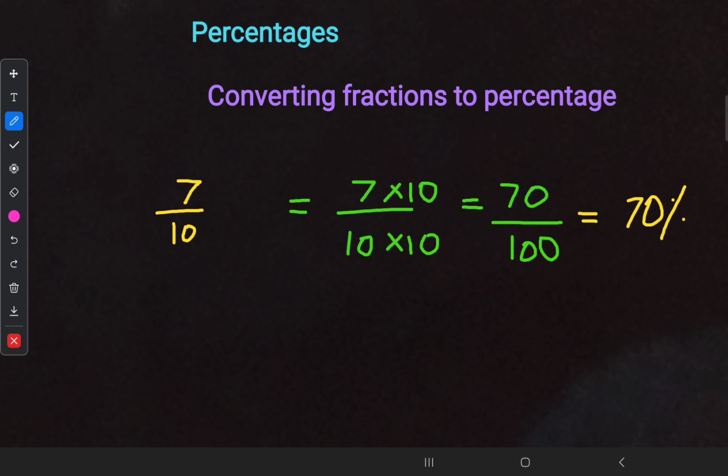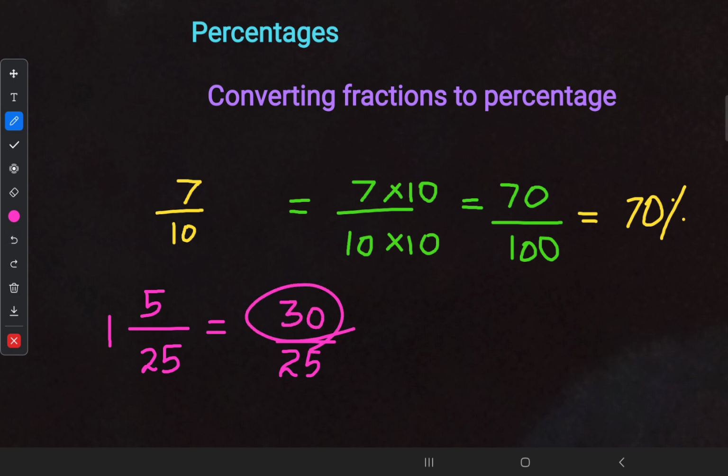I'll give you a mixed fraction: 25 is to 1 upon 5. First of all, we have to convert the mixed fraction to an improper fraction. You know how to convert that. The denominator stays itself, 25. Then to find the numerator, 25 ones are 25 plus 5, that would be 30.